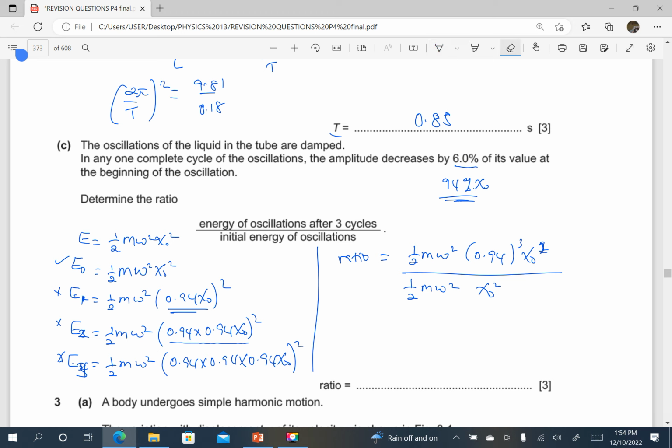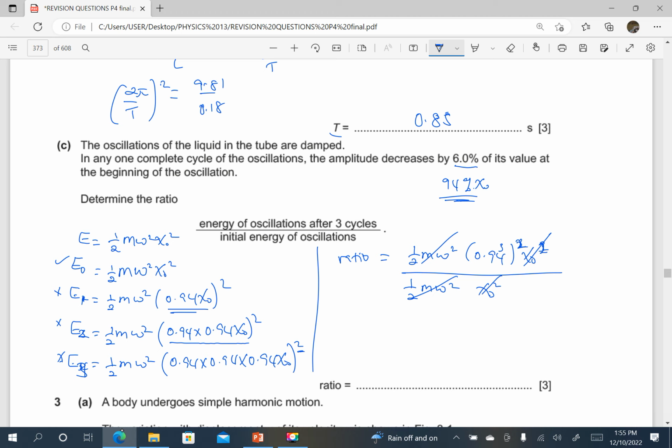So we notice that this is cancelling, and this is also cancelling. And I am remaining with 0.94 raised to power 3. So the ratio, did I do it correctly? No. This is 0.94 power 3 again squared. There's a square here. 0.94 power 3 raised to power 2.